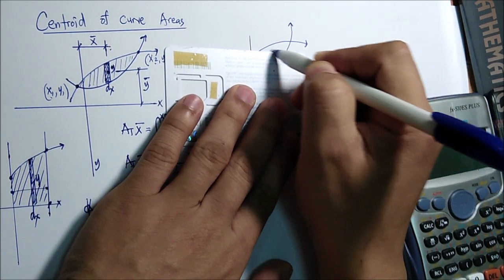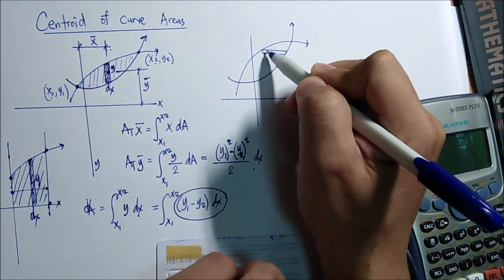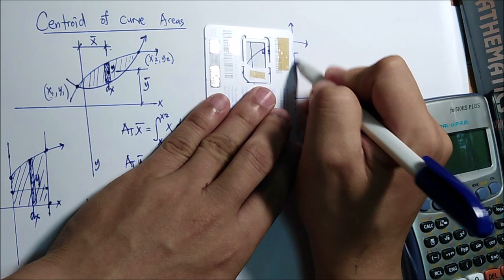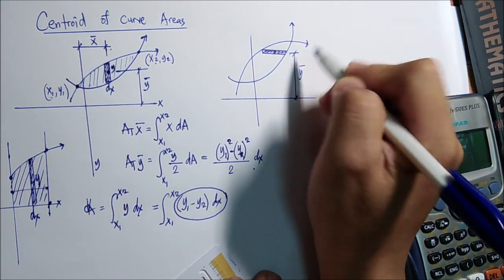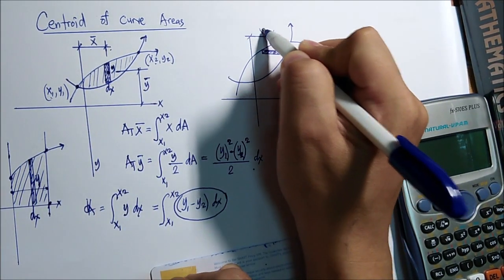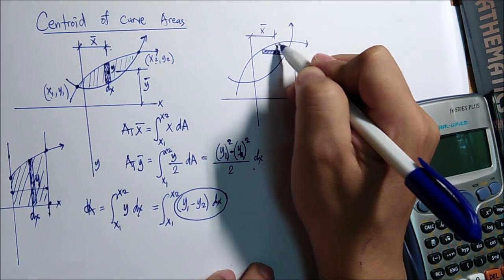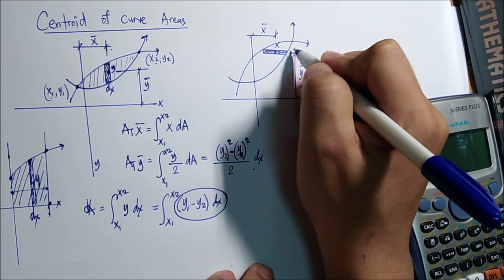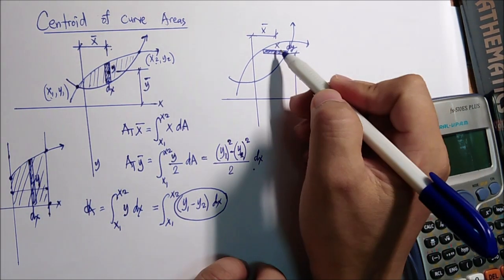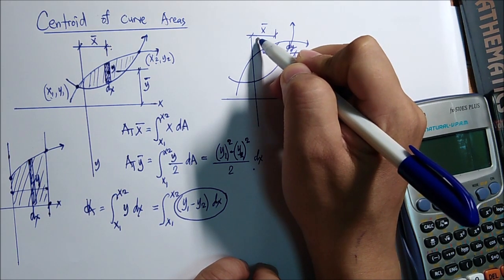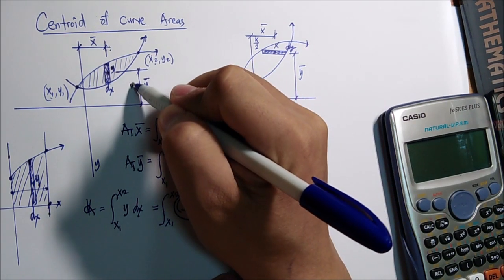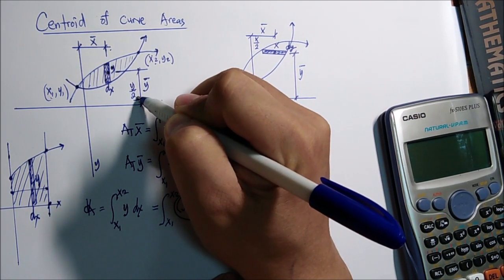When using horizontal, this will be our bar y, and this is our bar x. This is x dy. And here your x will be x over 2. Same here, y over 2. This is y over 2.